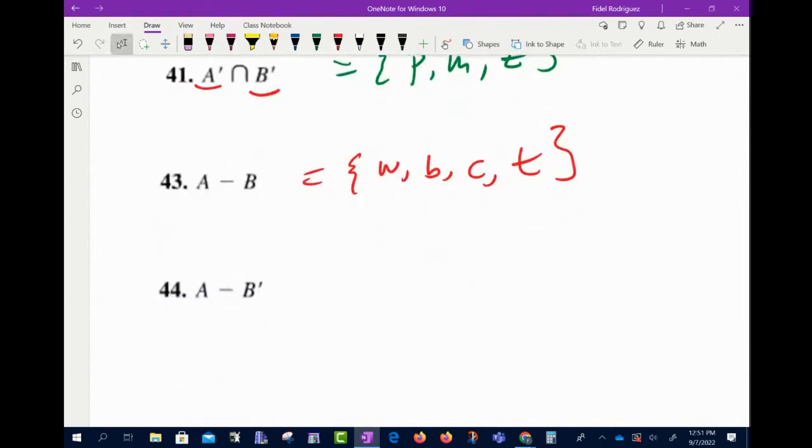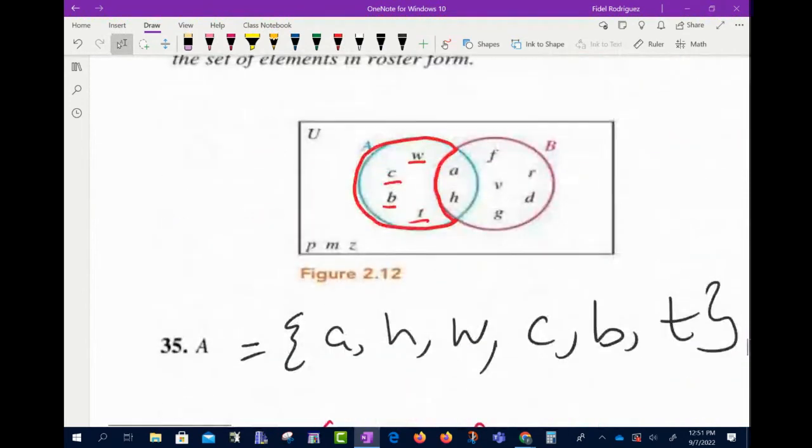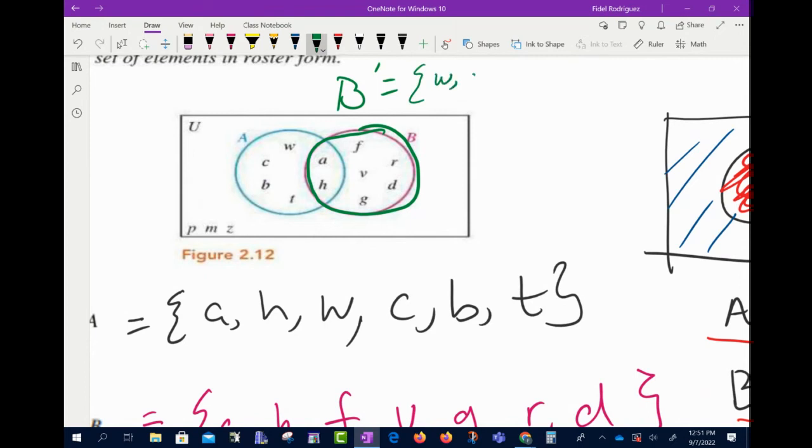Okay, now for 44, it says A minus B complement. So I'm probably going to come back over here, and I want to know, what does B complement look like? B complement says pick every letter except for those. So I'm going to pick W, C, B, T, P, M, and Z.